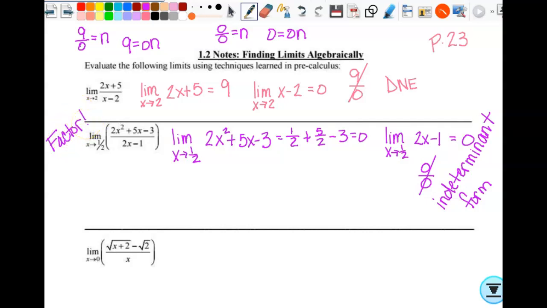Okay? Everybody with me so far? So you have to split it up, because what they really don't want is for you to think that 0 over 0 is a value. So I have this, therefore it's indeterminate form, and I'm going to factor.